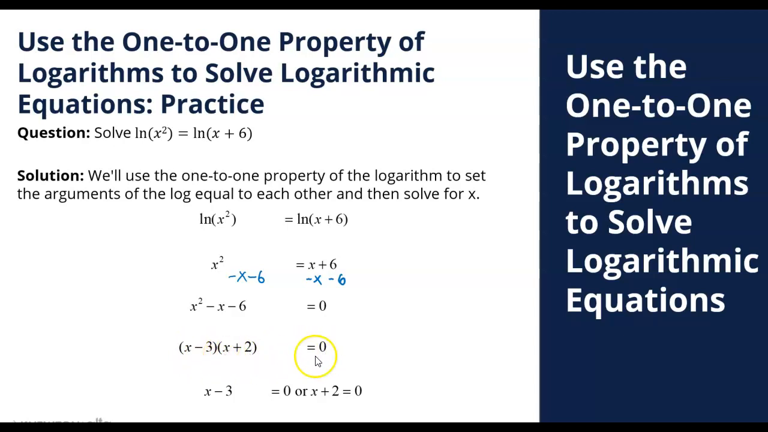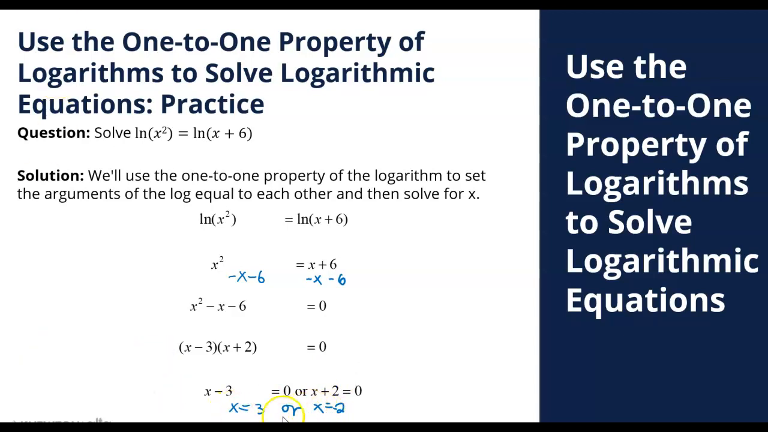Since the product is 0, one of these factors may be 0. So x minus 3 is equal to 0, or x plus 2 is equal to 0. And then you can solve for x here. If x minus 3 is 0, then x is equal to 3, or if x plus 2 is 0, then x is equal to negative 2.